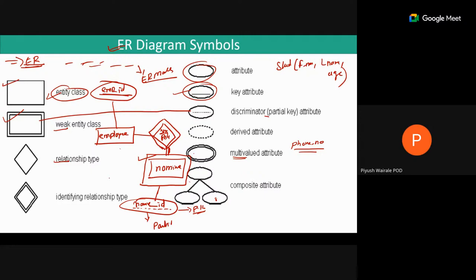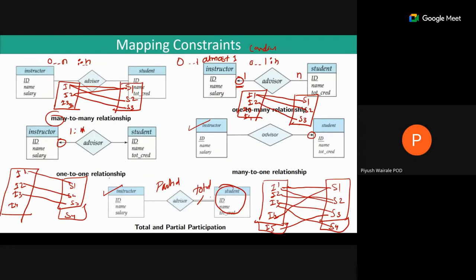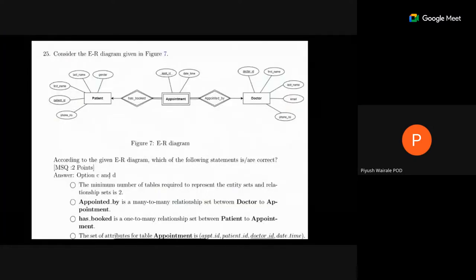So I hope you understand the examples. We have discussed the ER diagram and mapping constraints. Now let us take one last question for week 4, then we'll move on to week 5 and week 6. This is the ER diagram: patient, appointment, has booked, appointed by, doctor, these attributes, total participation, weak entity set, identifying relationship type. This is one, this is one, this is many, and this is many, right? Now tell me which one is correct. If you understood the previous two slides, you should be able to answer this.